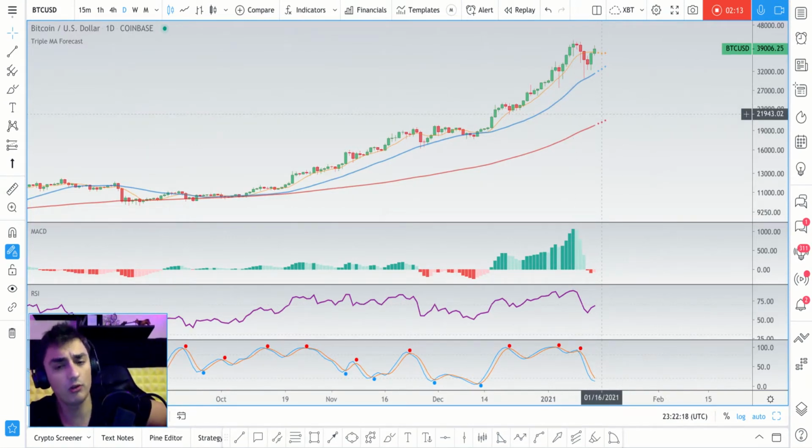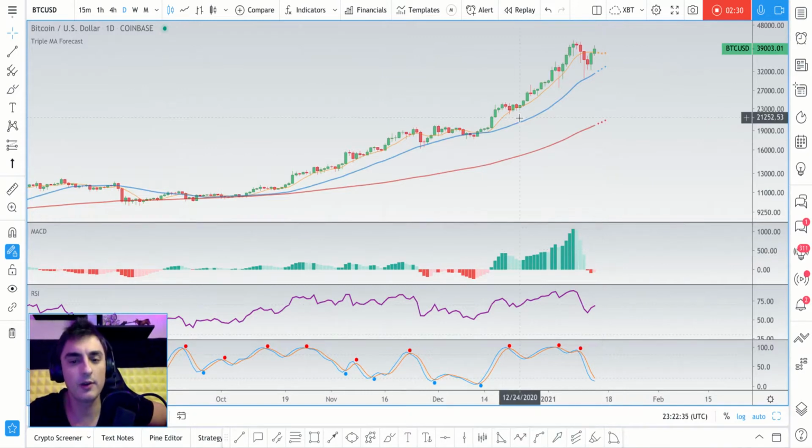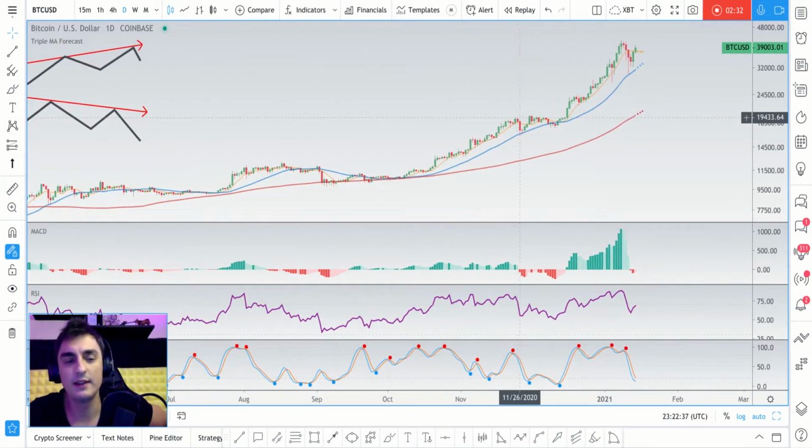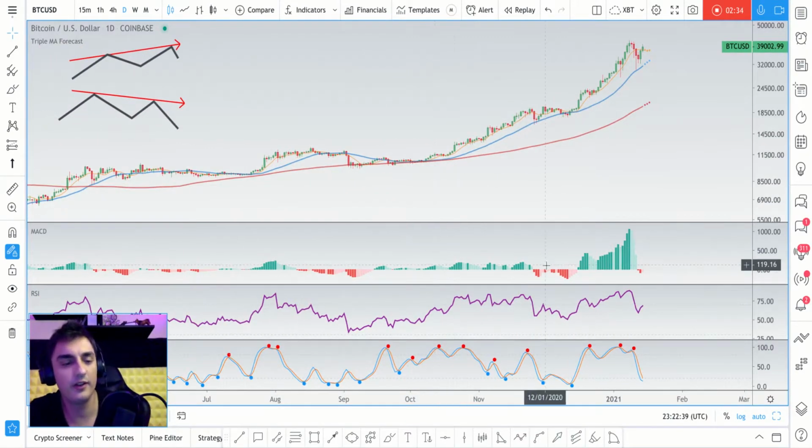But maybe you already know that moving averages are pretty much laggy indicators. That's why they will show a bull trend for quite a good amount of time. So let's take a look at our indicators below. And the first indicator here is the MACD histogram.